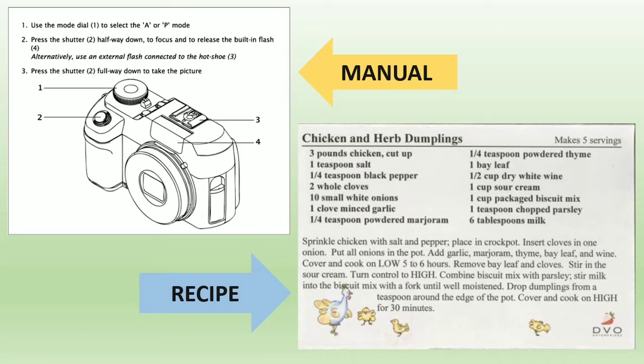Procedure text juga menggunakan adverbial phrases atau frase keterangan. Contohnya 5 to 6 hours, for 30 minutes yang bisa dilihat pada contoh resep. Tidak hanya keterangan waktu, tetapi juga kadang-kadang menggunakan keterangan cara atau adverb of manners. Contohnya, halfway down. Alternatively, use an external flash, seperti yang ada pada contoh manual.